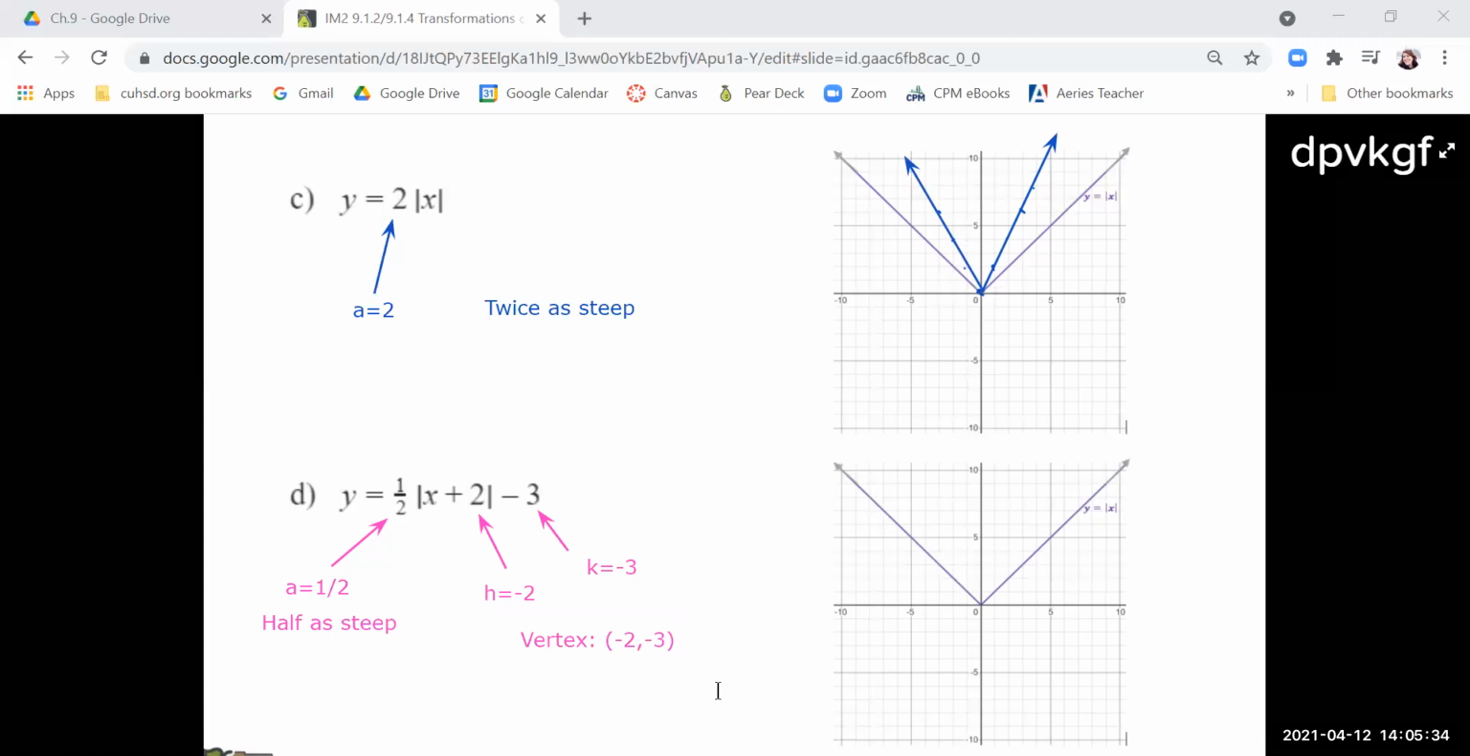And now we graph. So we locate our vertex down here at -2, -3. And then we count out our slope of 1/2 to the right. So we go rise 1, run 2, rise 1, run 2, rise 1, run 2. Slope is 1/2, and mirror it on the left-hand side. So rise 1, left 2, rise 1, left 2, like that. And you can see how we now have a wider, slower growing absolute value function.